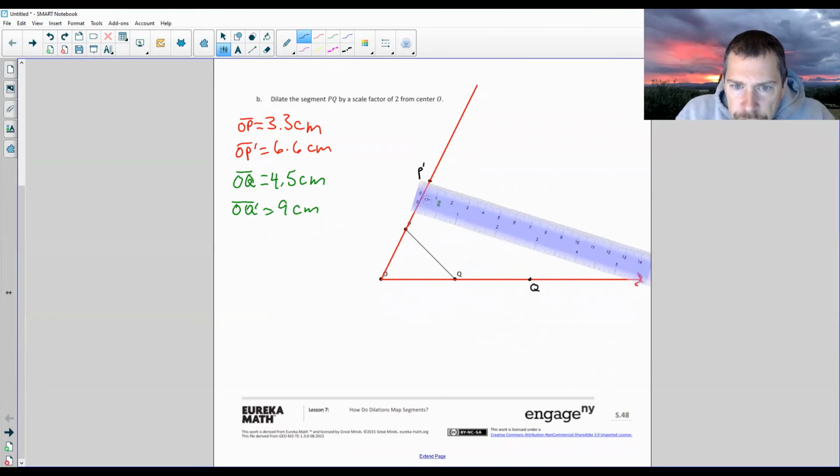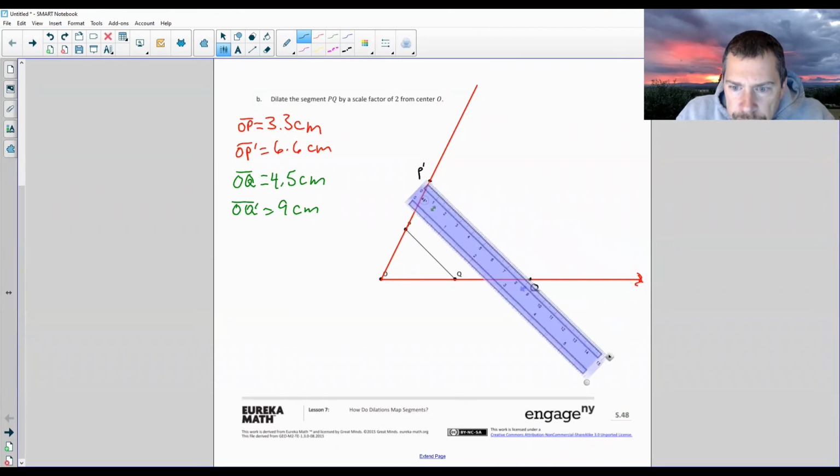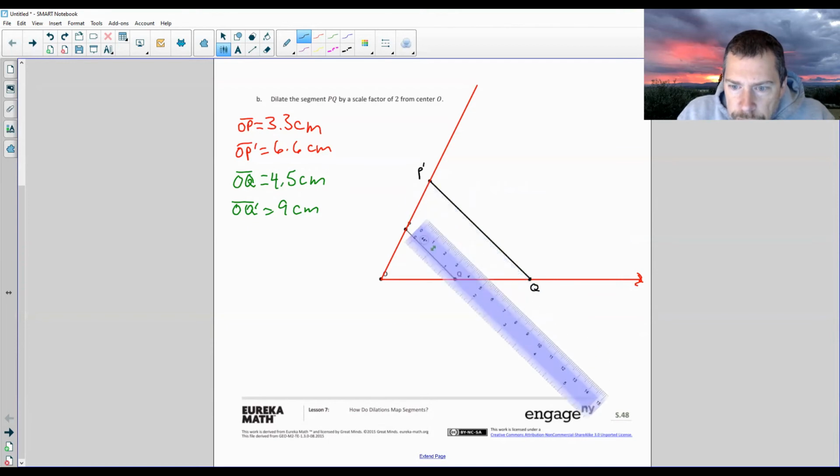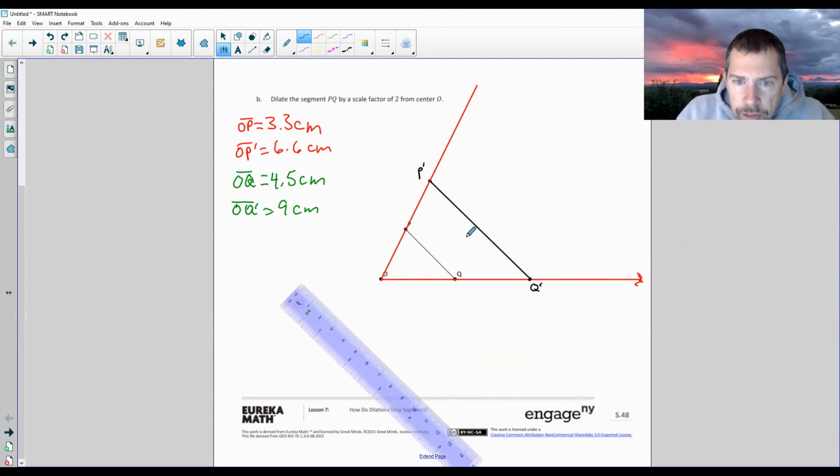Move my ruler up to point P. Rotate it down to point Q. Let's get a little bit closer. And draw P prime Q prime. So there is segment P prime Q prime. So I dilated a segment by a factor of 2. It is still a segment.